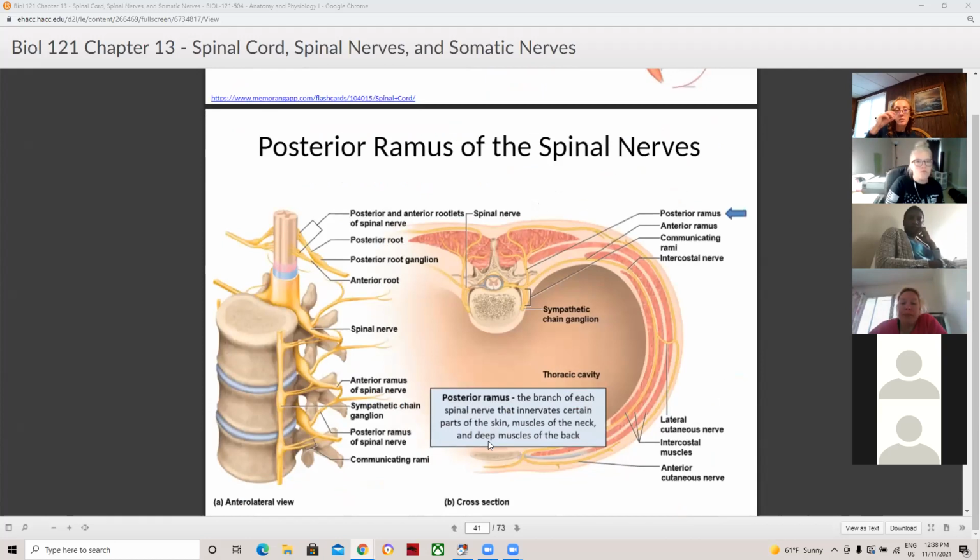Posterior ramus, you remember from talking about bones in the lab, the ramus of the mandible is an arm. Posterior ramus is an arm coming off the spinal nerve. Posterior ramus is a branch of each spinal nerve that's going to innervate certain parts of the skin, muscles of the neck, and deep muscles of the back. Looking right here, here's the dorsal root ganglion. Here's the posterior ramus.